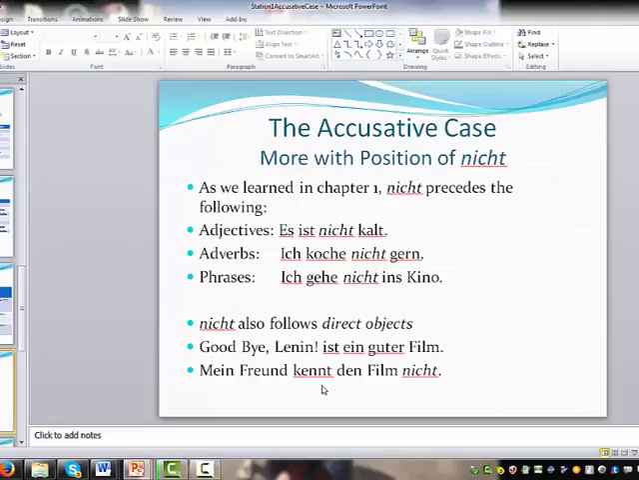Goodbye Lenin ist ein guter Film. Mein Freund kennt den Film nicht. So Goodbye Lenin is a good movie, a good film. My friend does not know the movie. Notice in English it's a completely different use of the word order.